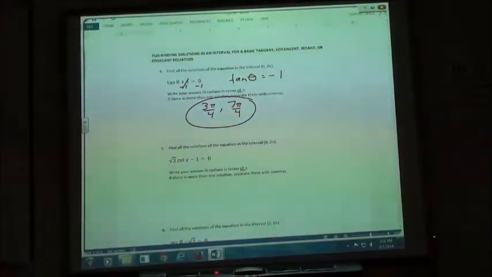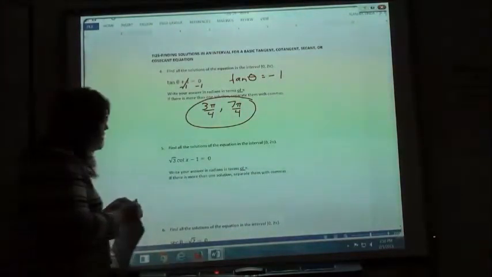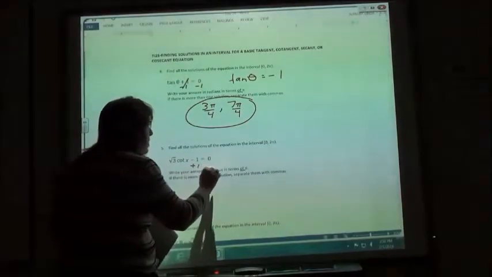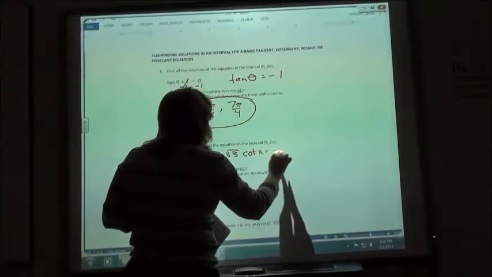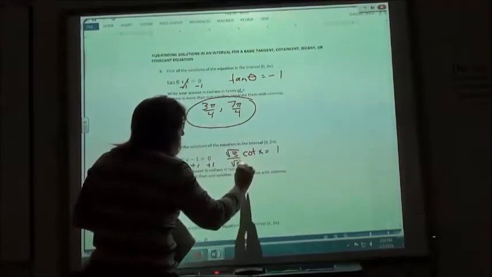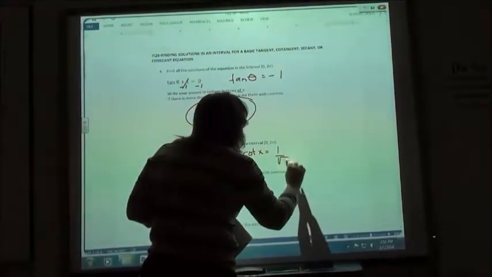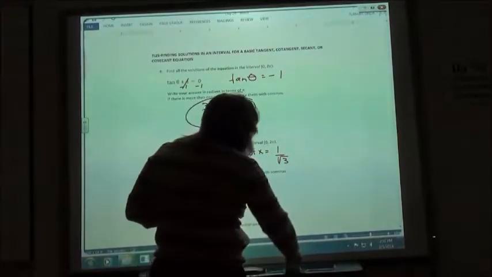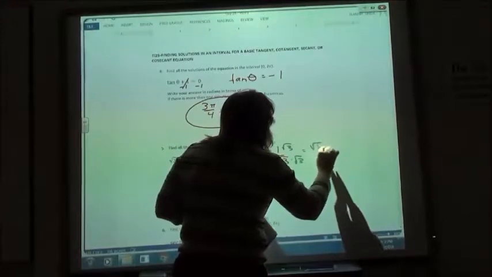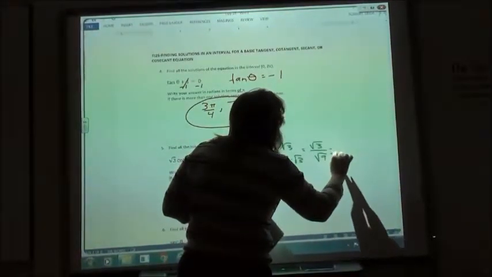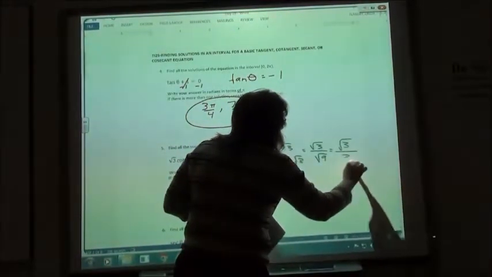On the next one, we want to solve that one for cotangent. First thing we're going to do is add 1. So we have the square root of 3 cotangent of x equals 1. We're then going to divide by the square root of 3. And of course we would want to rationalize that. So we're going to multiply by the square root of 3. We get square root of 3 over square root of 9, which we know is square root of 3 over 3.